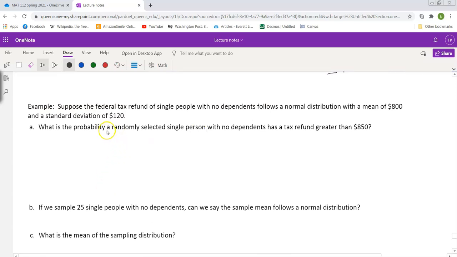So this one, again, is the probability that a randomly selected single person. So this is just one individual. So this is the probability, not of x bar, but of x. And again, the difference here is whether they're asking about one randomly selected individual versus a mean of a bunch of randomly selected individuals. Okay, so this one is just like what we were doing in the last section. So this is the probability that x is greater than 850.